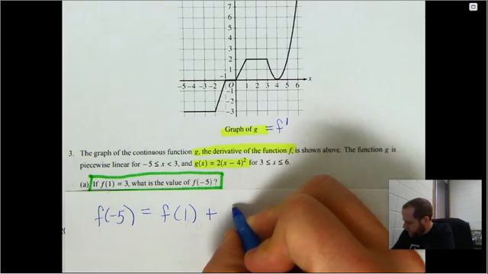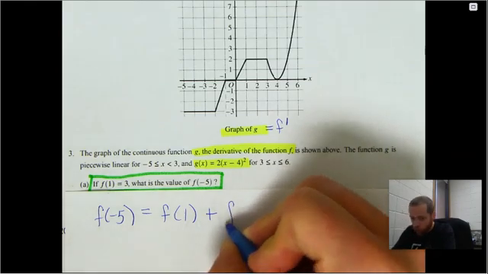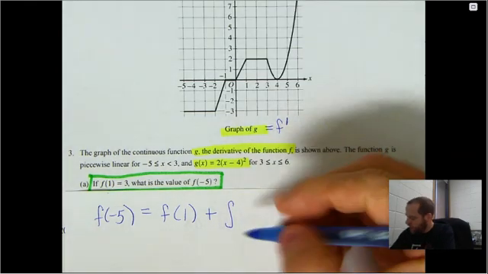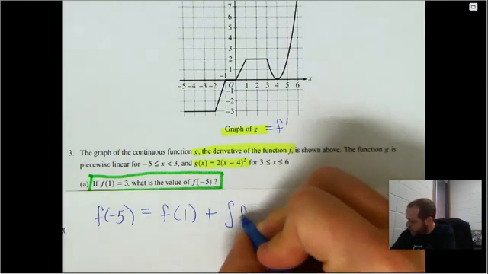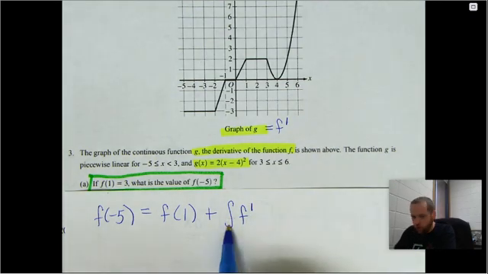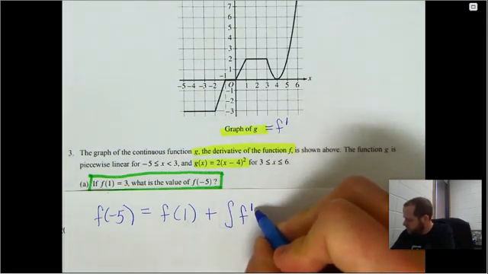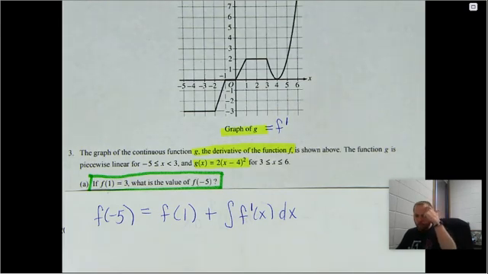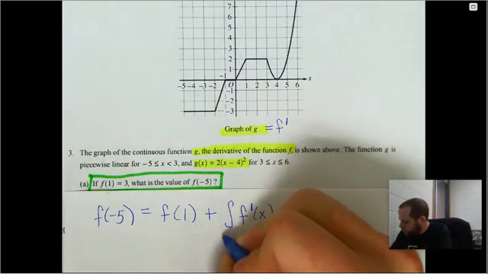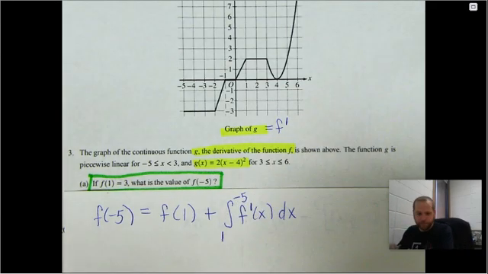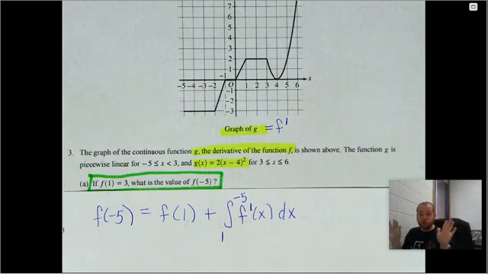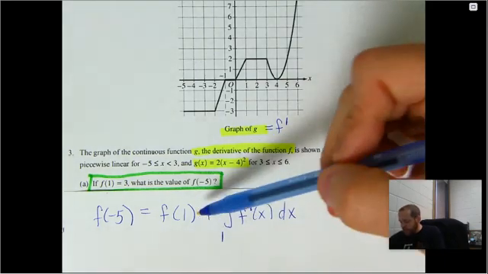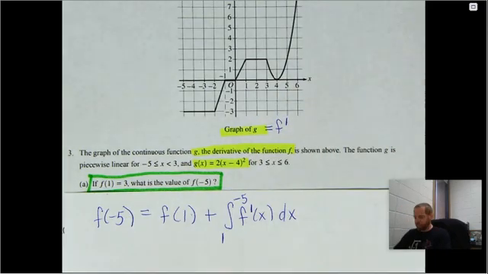So it's going to be the total antiderivative, accumulate the change, total change over that interval. Well, remember, it's from the initial to the final. So it's from 1 to negative 5. Okay? And I know that's backwards. I don't care. It's from the initial value to the final value.